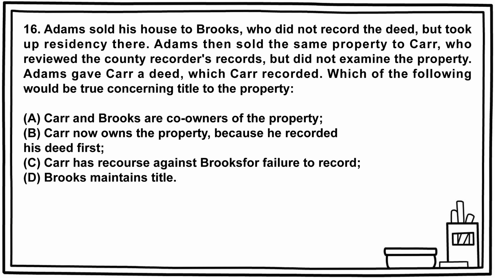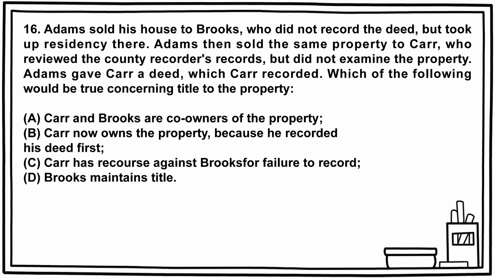Adams sold his house to Brooks, who did not record the deed but took up residency there. Adams then sold the same property to Carr, who reviewed the county recorder's records, but did not examine the property. Adams gave Carr a deed, which Carr recorded. Which of the following would be true concerning title to the property?